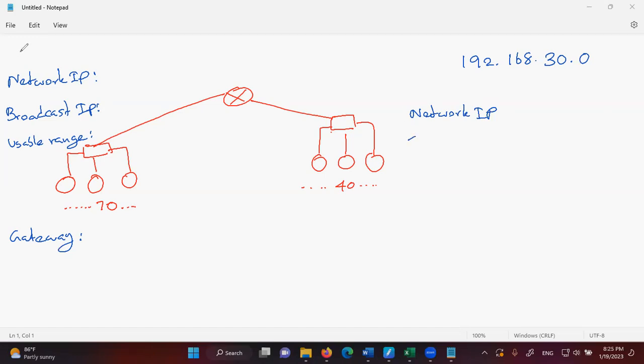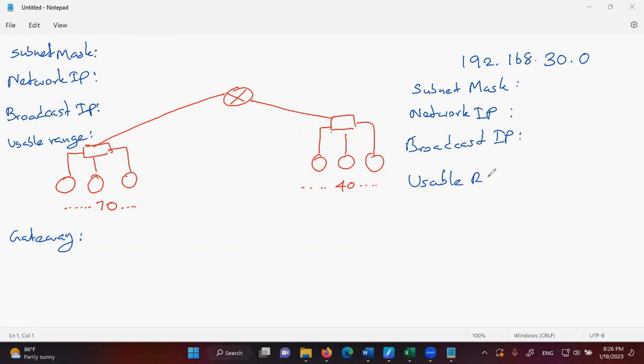Again, this has a subnet mask. Every IP must go with the subnet mask. Broadcast. Usable range. And gateway. So this network also has the same set of IPs.